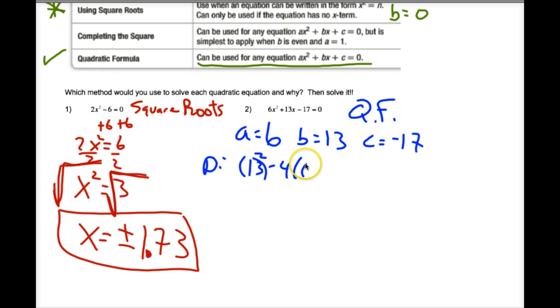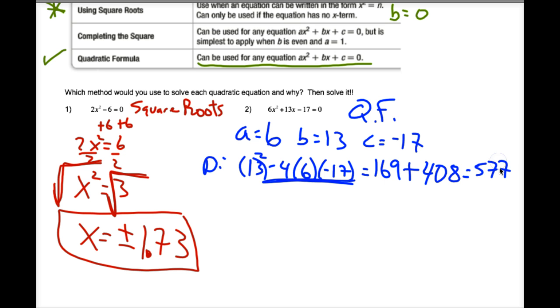Minus 4 times 6 times negative 17. I know 13 squared is 169. It's gonna be plus 408. Is that 408? Somebody verify that. I don't trust Cubon at all. Oh yeah, it is 408. Way to go, Cubon. Adding them together is what? 577. Somebody verify that.